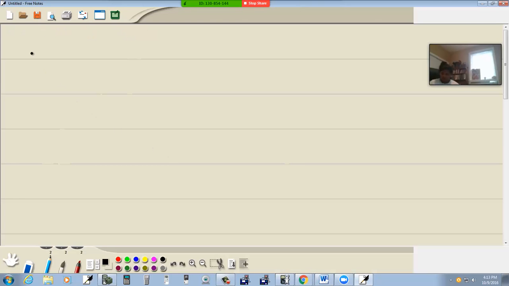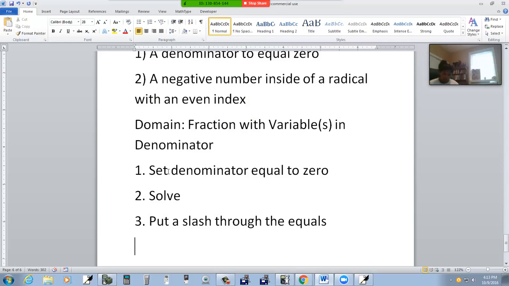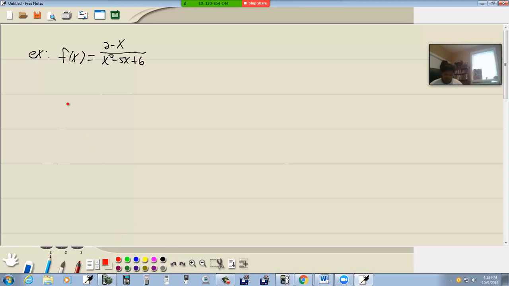So for example, if I had f of x is equal to 2 minus x over x squared minus 5x plus 6, and the instructions were to find the domain. Well, step one. We have a fraction with a variable in the denominator. Set the denominator equal to 0. So I'm going to set x squared minus 5x plus 6 equal to 0.